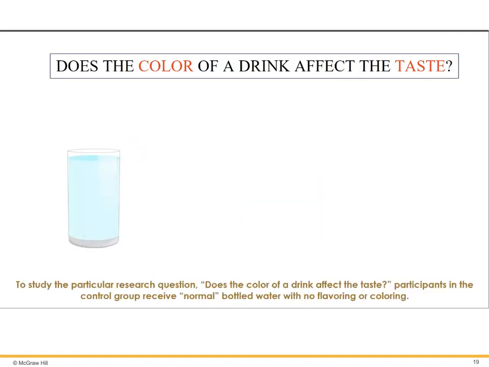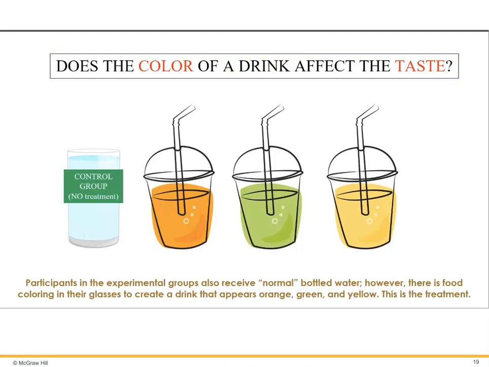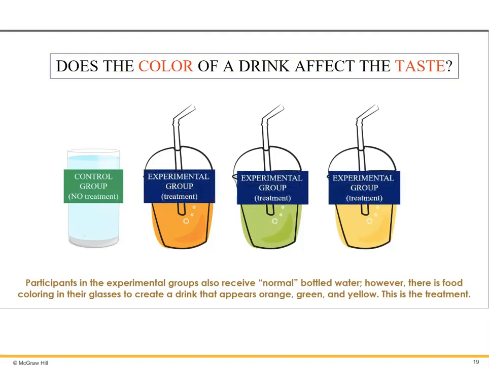This is important because without the control group, a psychologist cannot tell whether the treatment is what is causing a change. To study the particular research question, does the color of a drink affect the taste? Participants in the control group receive normal bottled water with no flavoring or coloring. Participants in the experimental groups also receive normal bottled water.